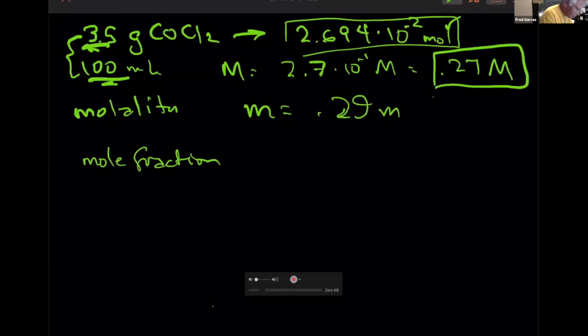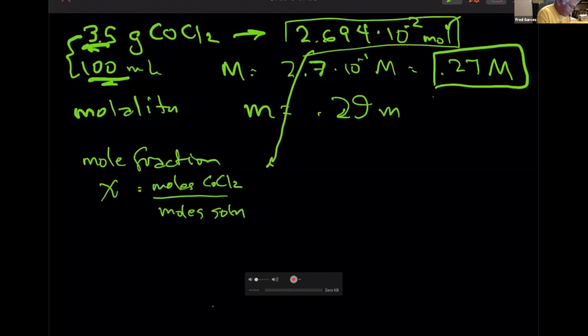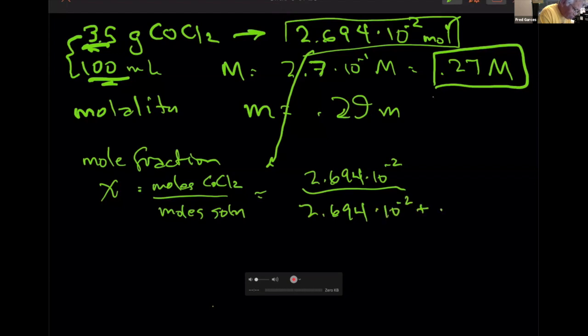Mole fraction is moles of the solute over moles of solution. Well, we know what the moles of the solute is. It's this right here, 2.694 times 10 to the minus 2. The moles of the solution is going to be 2.694 times 10 to the minus 2 plus the moles of the water.